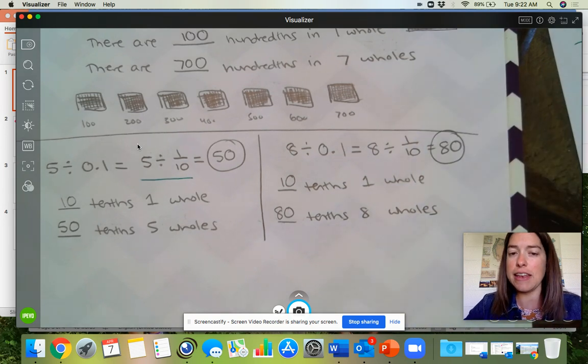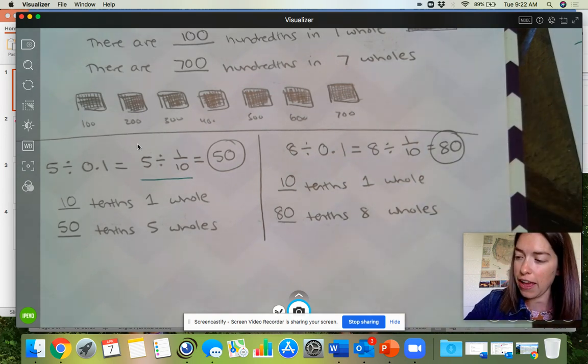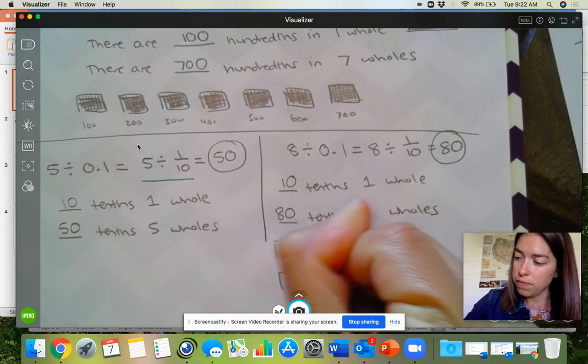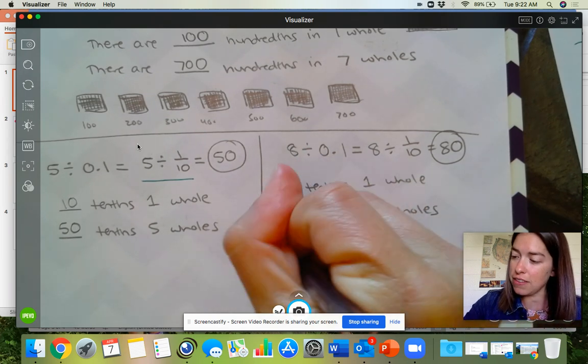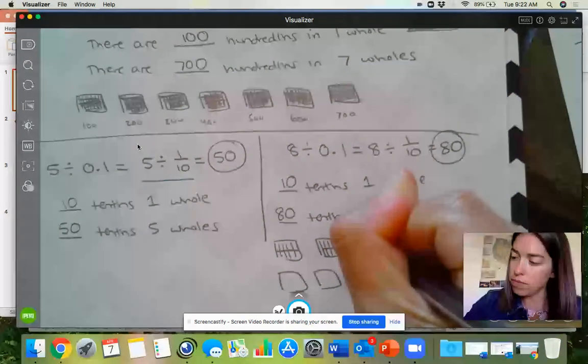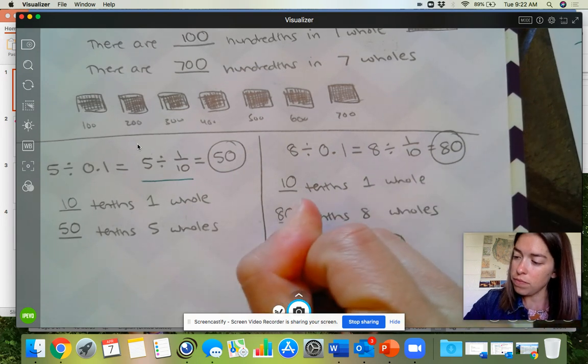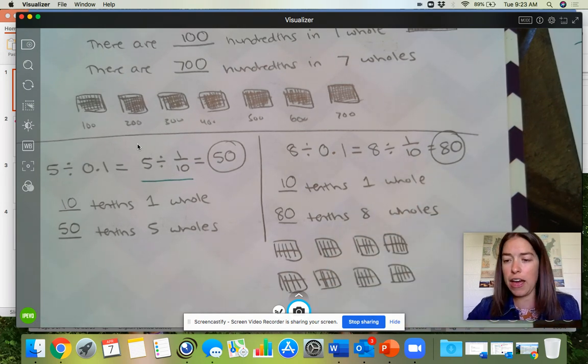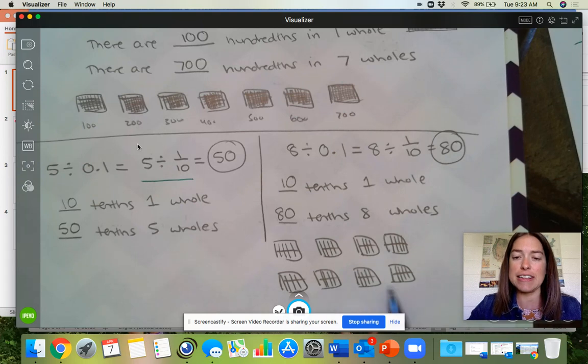If you get stuck and need to draw it out, by drawing out your 8 wholes and splitting each one into tenths, to remind yourself that, oh yeah, if I want to count all the tenths, there are 10, 20, 30, 40, 50, 60, 70, 80. There are 80 tenths in those 8 wholes, but we should be getting close to a point where we don't need this picture anymore. Use it if you get stuck. All right, 2 to try on your own.